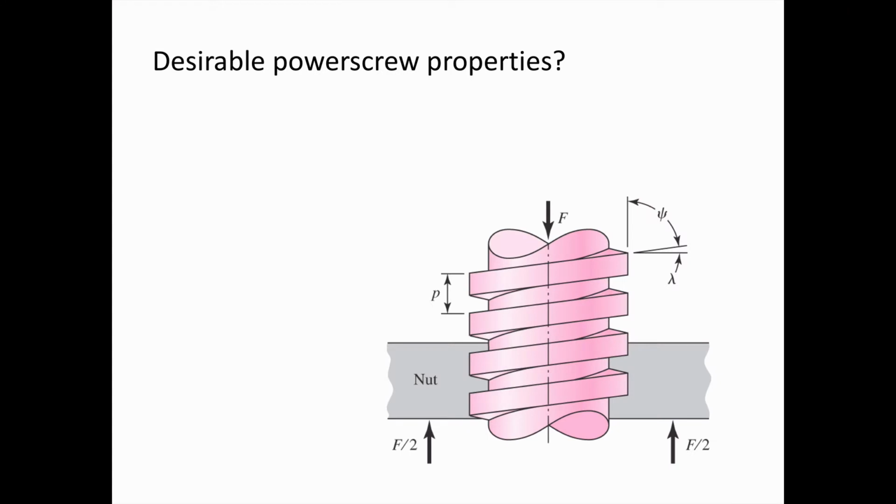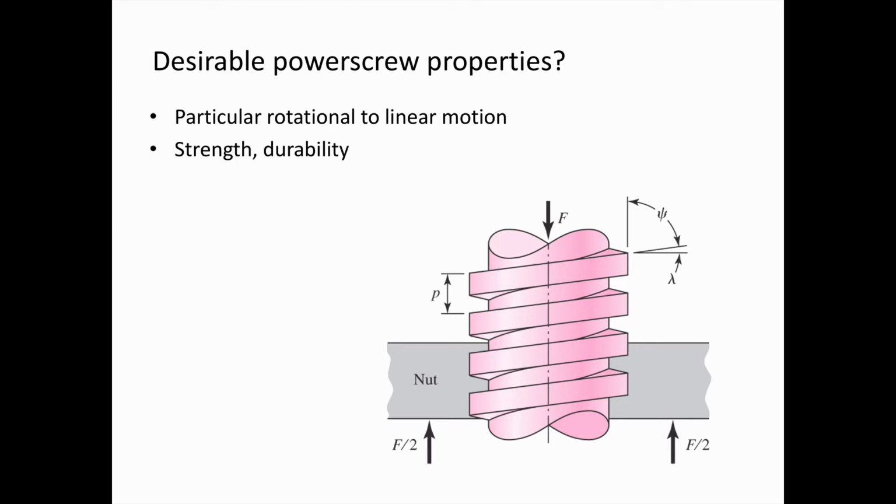So what are some properties that are desirable for power screws? Often we want to get a particular relationship between rotational and linear translational motion. We'd like to have power screws that are strong and durable. We'd like to generate usually a certain amount of force. We'd like to have power screws that are efficient, especially in cases when we're concerned about power transmission. Sometimes we'd like to know, can it be back-driven? For example, with the vehicle jack applications, we would really like a power screw that cannot be back-driven so that we don't need some other mechanism to hold the vehicle up.